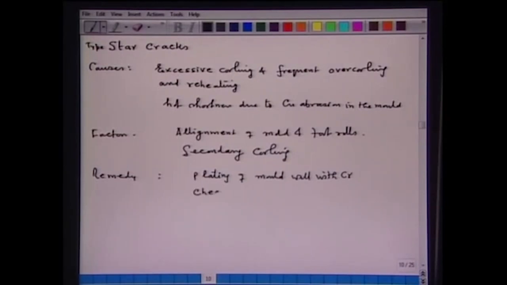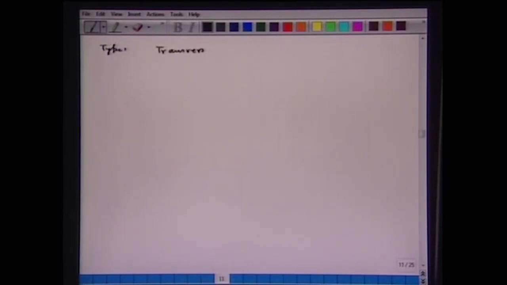Another, check machine alignment. Now, if you see still one more type of crack, for example, transverse mid-face and corner cracks, the causes: intensive cooling, frequent local overcooling, straightening of the strand within an unfavorable temperature range between 700 to 900 degrees Celsius can all cause the formation of the above type of crack.